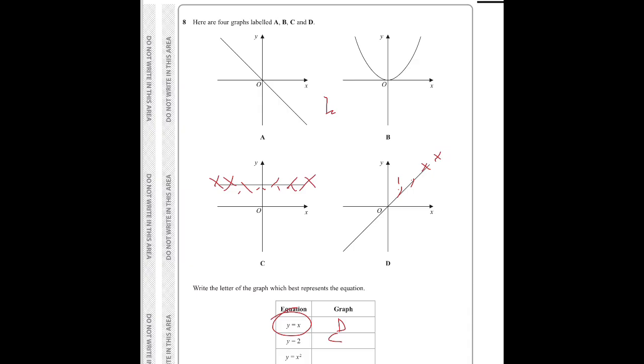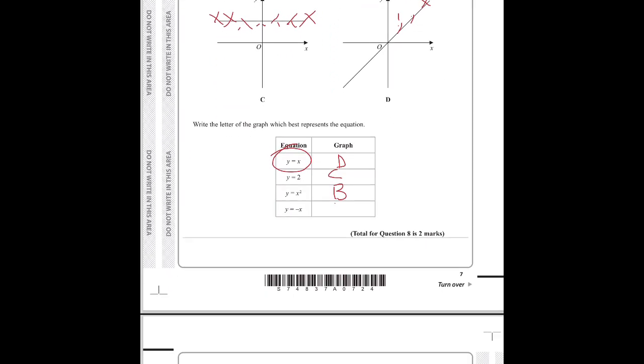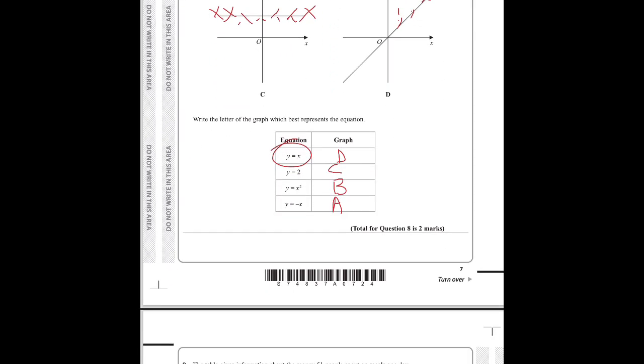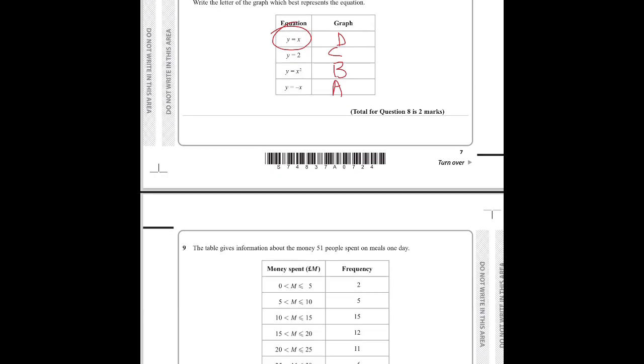Y equals x squared has that unique U shape. So anything with x squared or minus x squared will be a U or an upside down U. So in this case it's B. And by process of elimination, it's A. The minus x is A. It goes down instead of up because of the negative. So it's DCBA is the answer in the right order for 8.